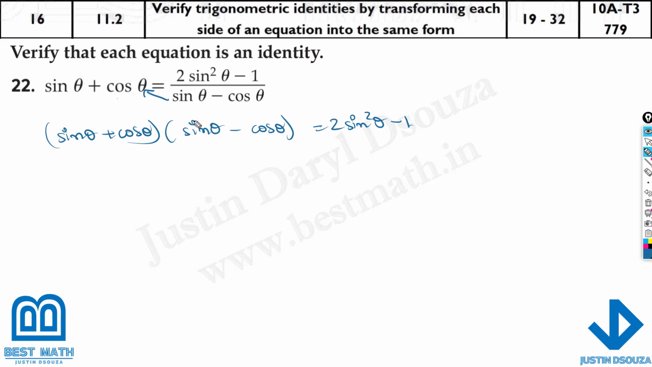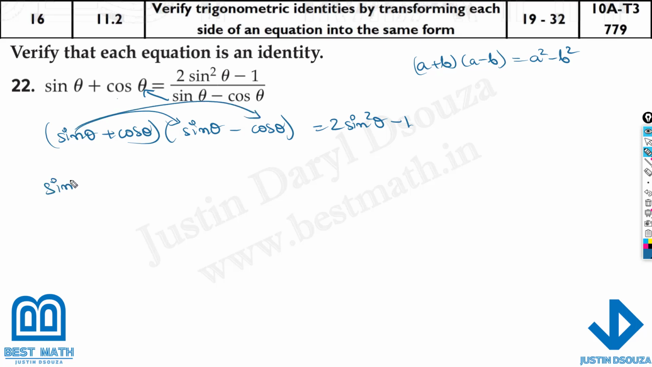Here, what identity can you use? It's like a plus b, a minus b, that is equal to a squared minus b squared. Or you can start multiplying like distributive properties. Sine times sine, it'll be sine squared. See, both of them can be used. I'll do it by multiplication, because if you forget this identity in the exam, I can't directly write it. So sine is multiplied to both the terms.